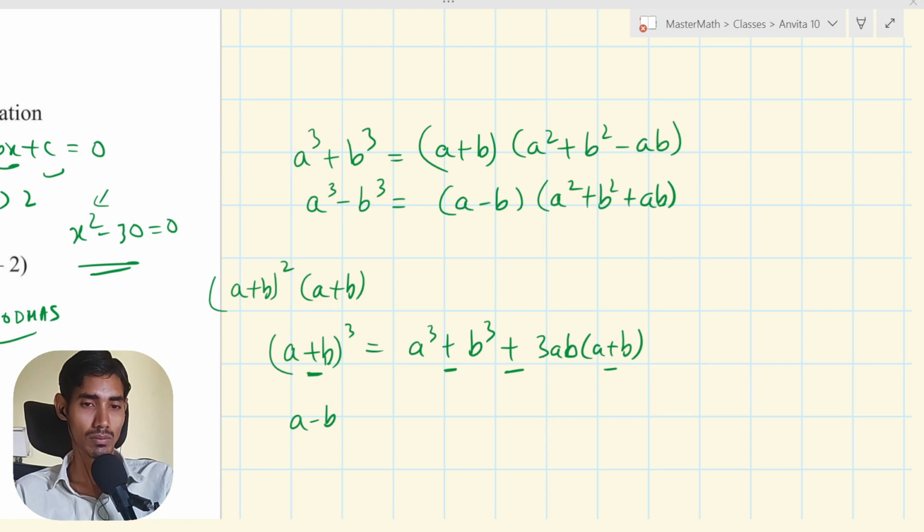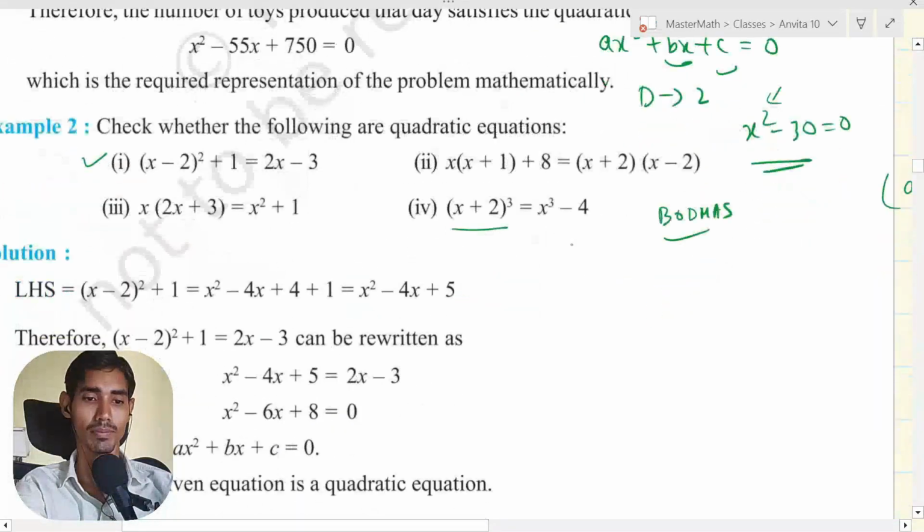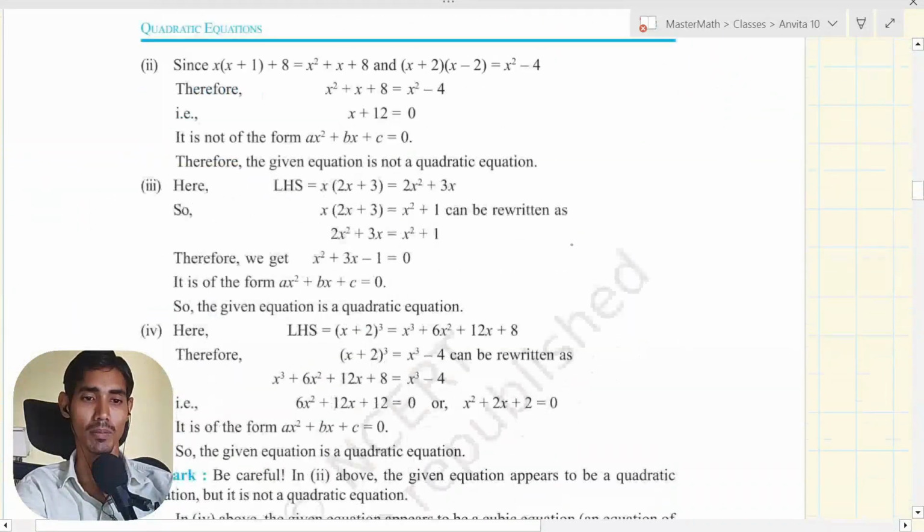Sir, it's a quadratic question. Sir, shall I send you? It is a quadratic equation. Okay, let it be, no need to send. It's not that difficult. It's 6x square plus 12x plus 12 is equal to 0.